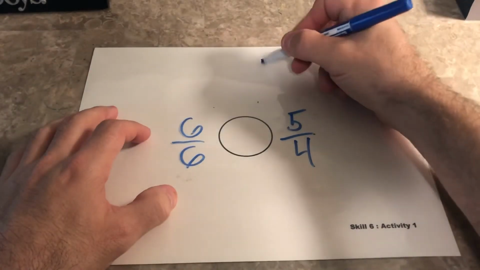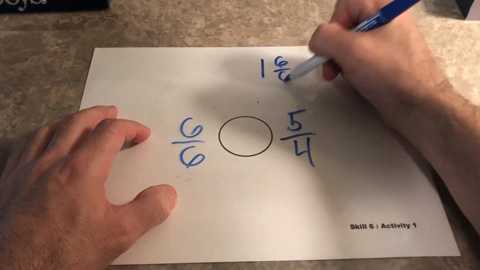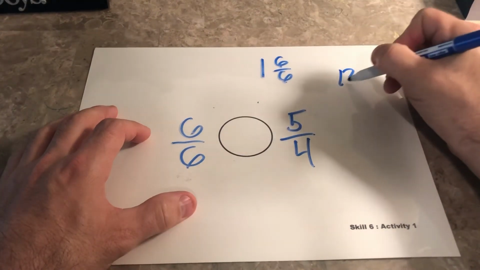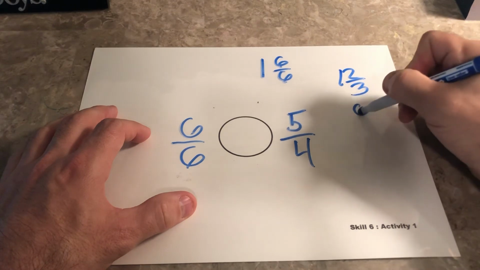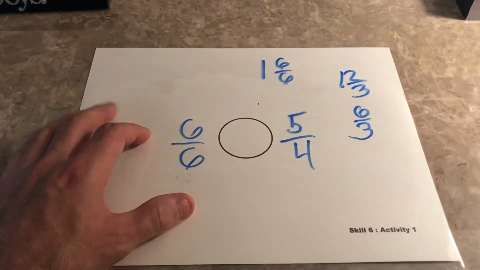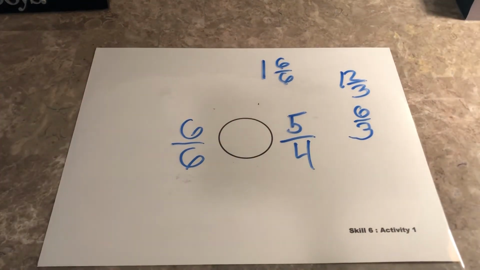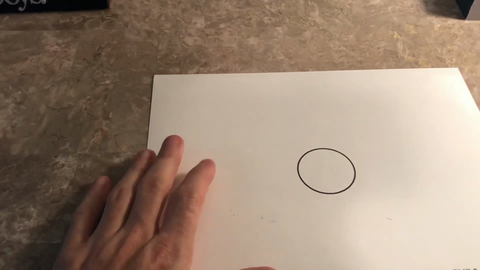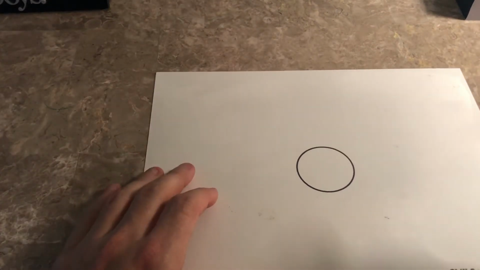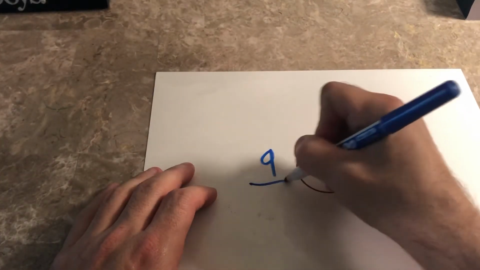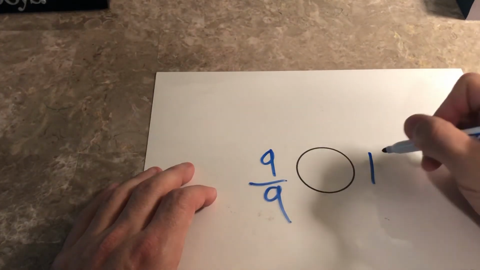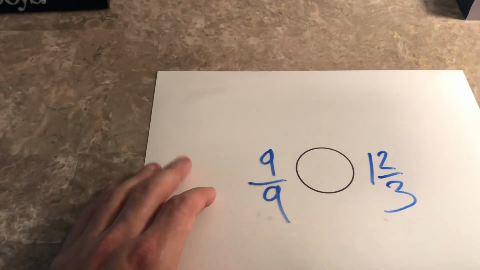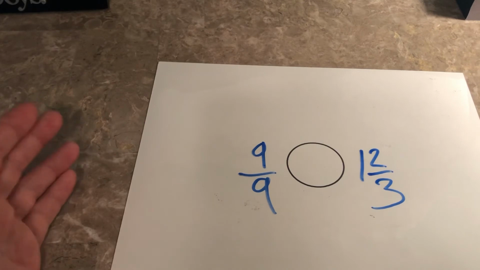So remember, 1 can exist like this, or 6/6, or you could do 1 2/3 for the mixed number, or 6/3 for the improper fraction. So that is how you are going to do that. Let me go ahead and wipe this away. And so you say, okay, we have 9/9 and we have 1 2/3. Again, this is a really easy comparison for them, and that's what you want to do.